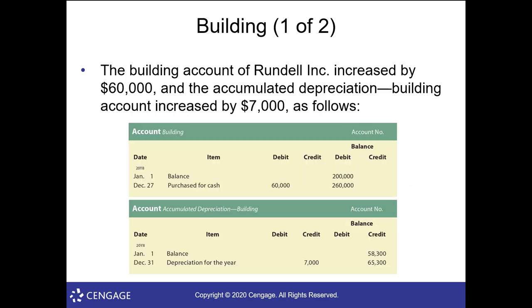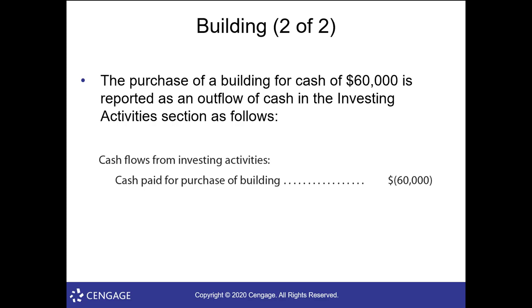Building increased. We purchased a new building for $60,000, and then there's the $7,000 that was taken in depreciation that we accounted for up in the operating activities. So cash paid for the purchase of building, a negative $60,000.